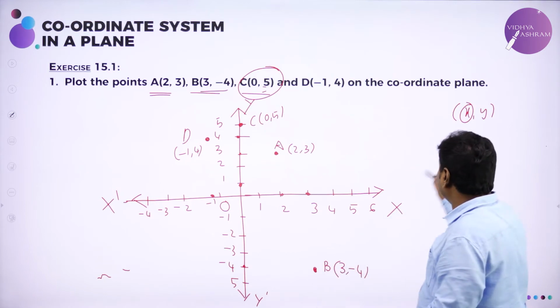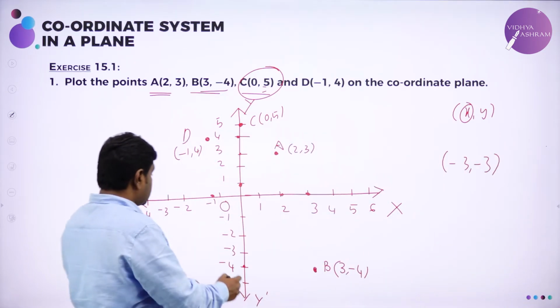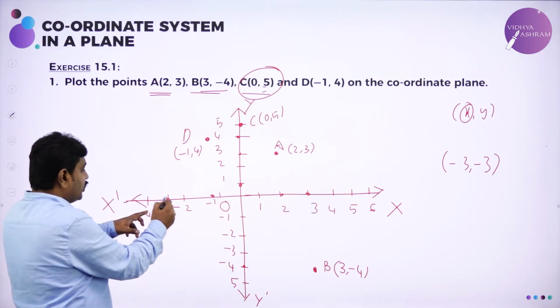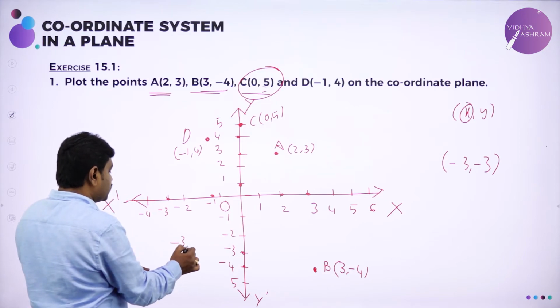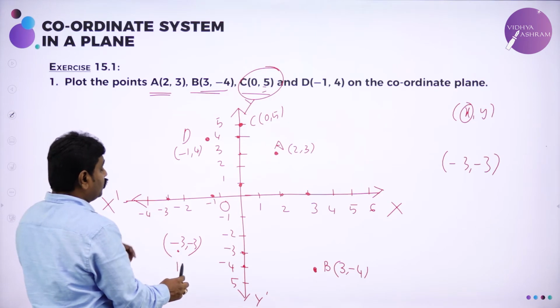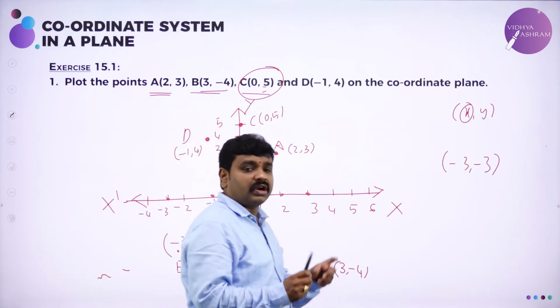Suppose they ask you to draw (-3, -3), both are negative. -3, -3 means x value -3, which is here, and y value -3, which is here. The point comes here, (-3, -3). What is the conclusion? If both are negative, it is in the third quadrant. So check the quadrant with the sign also.